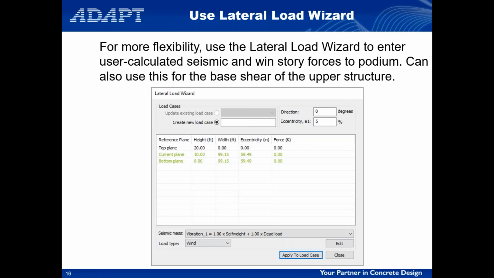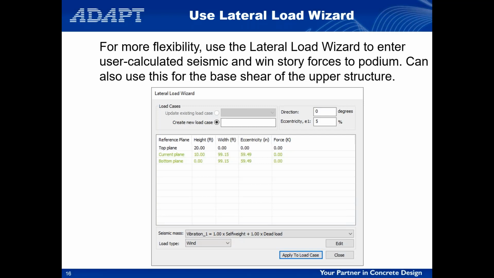Should you need to have an even more flexible application of loads, you can also use the Lateral Load Wizard. So this can be used to define any wind or seismic load, lateral load type. These all get classified as building loads, and you see at the bottom left there's an option that says load type wind, and you can also switch it to seismic.